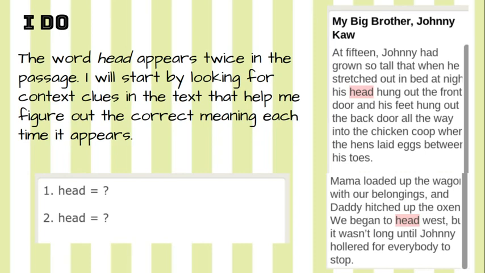So in the first paragraph, it says, at 15, Johnny had grown so tall that when he stretched out in bed at night, his head hung out the front door and his feet hung out the back door, all the way into the chicken coop where the hens laid eggs between his toes.